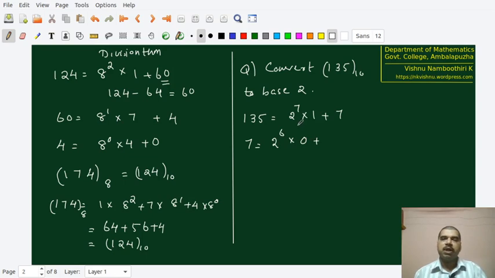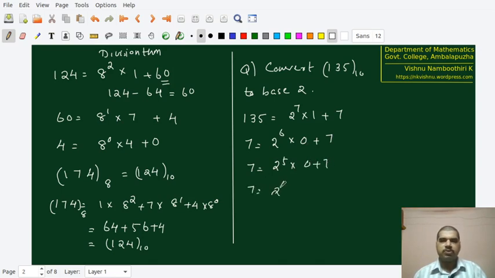The condition that we have to start from the largest power of 2 that can be contained in 135, or in general the largest power of b that can be contained in the number n, is applicable only in the first step. Afterwards, we have to consider all powers of b. So 7 equals 2 raised to 6 into 0 plus 7. Now again 7 is the remainder and 0 is the contribution from here. 7 equals 2 raised to 5 into 0 plus 7.